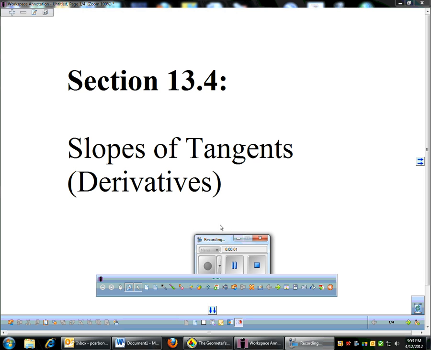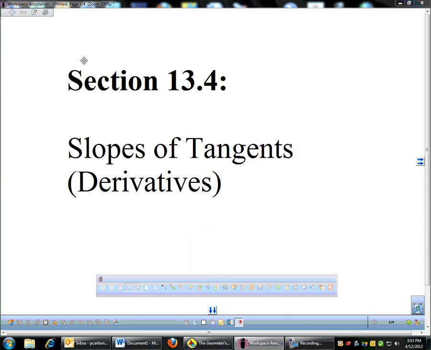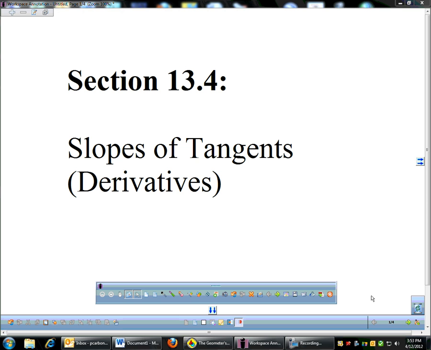All right, this is the very last section of this chapter that we're going to do. And this is section 13.4, and it's finding the slopes of tangents. You may see the word derivative in this section a lot, but we'll deal with that word derivative later.